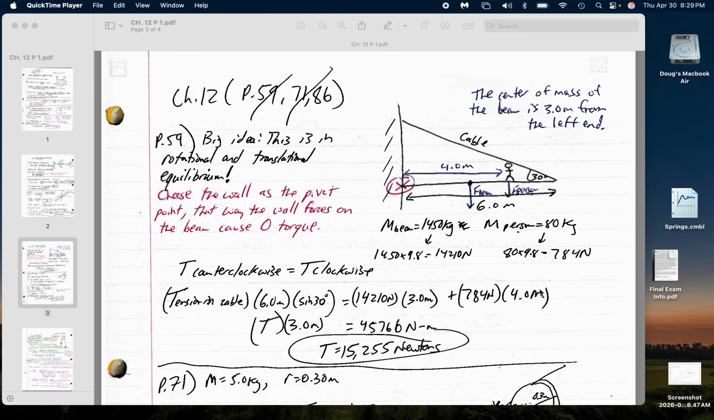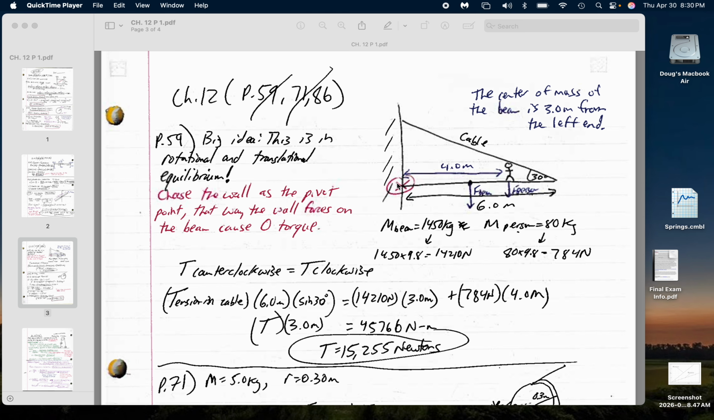Problem 59 is basically another torque problem. You've got someone sitting out there 4 meters from the end. You've got a beam here, which is 6 meters long, and you've got a cable hooked at the end of the beam at a 30-degree angle from the beam. So the key here is finding out the tension in the cable. This is a torque problem, so we have balanced torques and balanced forces.